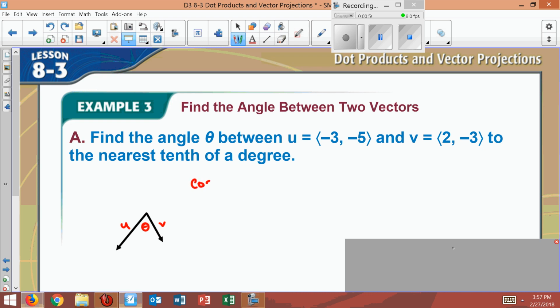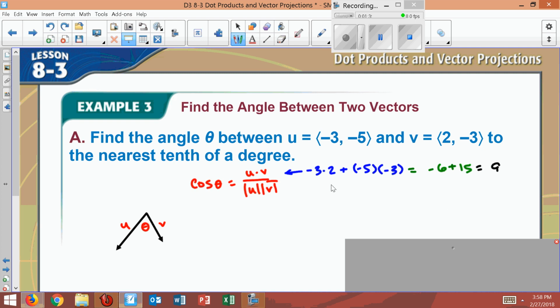Well, the formula on the previous page said that cosine theta is the same thing as U dot V divided by the magnitude of U times the magnitude of V. All right, so what is U dot V? Let's start there. Well, U dot V would be x1 times x2. So we'd have -3 times 2 plus y1 times y2, -5 times -3. This is -6 plus this would be +15. When you add those together, I get 9.